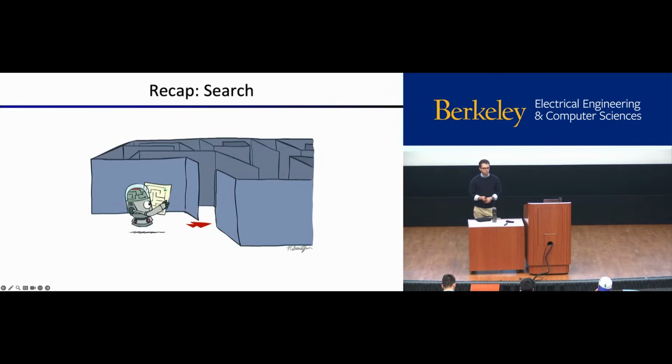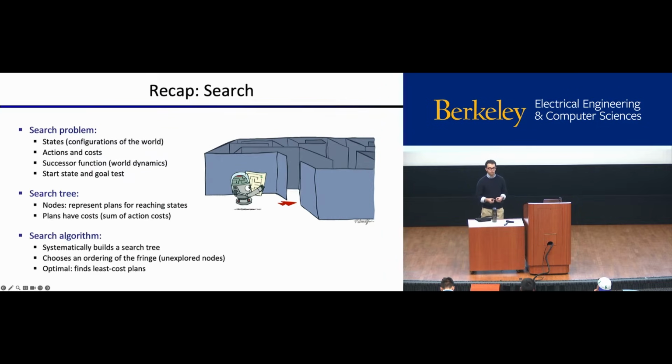Right. So just to recap, search was this idea that we have a goal that we want to try to achieve, and we have a model of the world, which is states and actions and some successor function that tells us what happens if we execute these actions. Actions might have costs. And so we went through and said, for this particular planning problem, here are the states and here are the actions and here's the successor function and here's the costs.